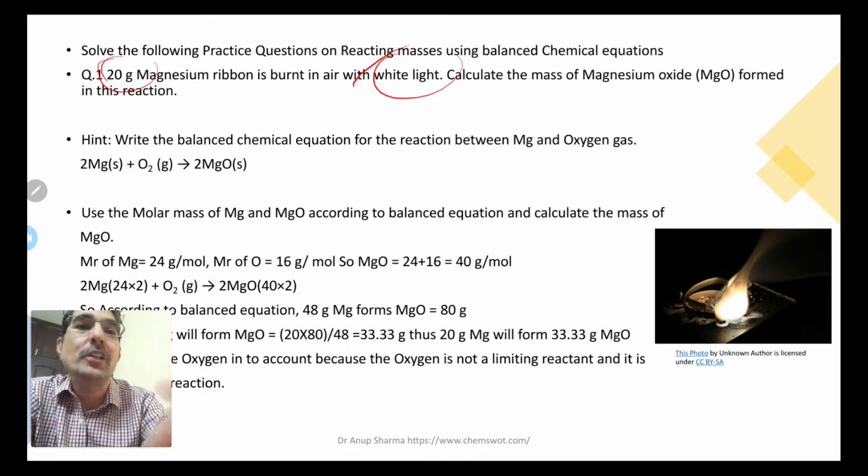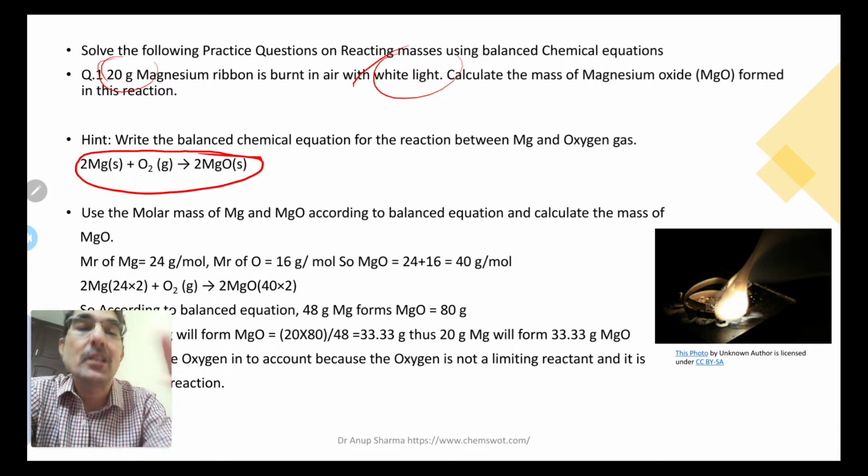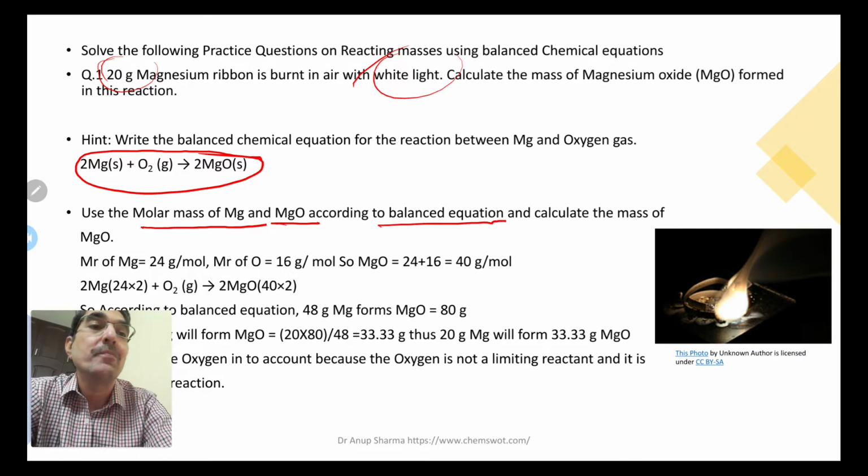So the first thing which we need is the balanced chemical equation. That is the first thing you need to frame. So 2 Mg plus O2 gives 2 MgO. So it is a balanced equation. Now what we need to do is use the molar mass of magnesium and MgO. So we can use those molar masses according to the balanced equation. So here the balanced equation is the key, and calculate the mass of magnesium oxide formed.